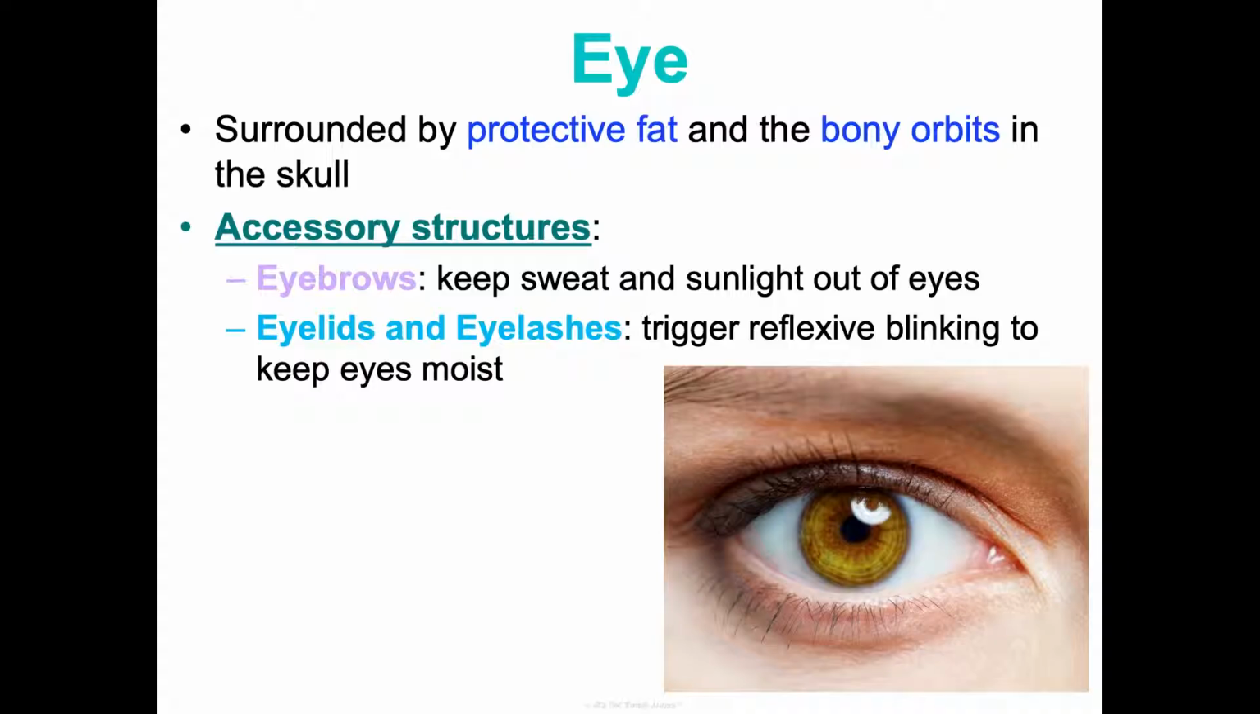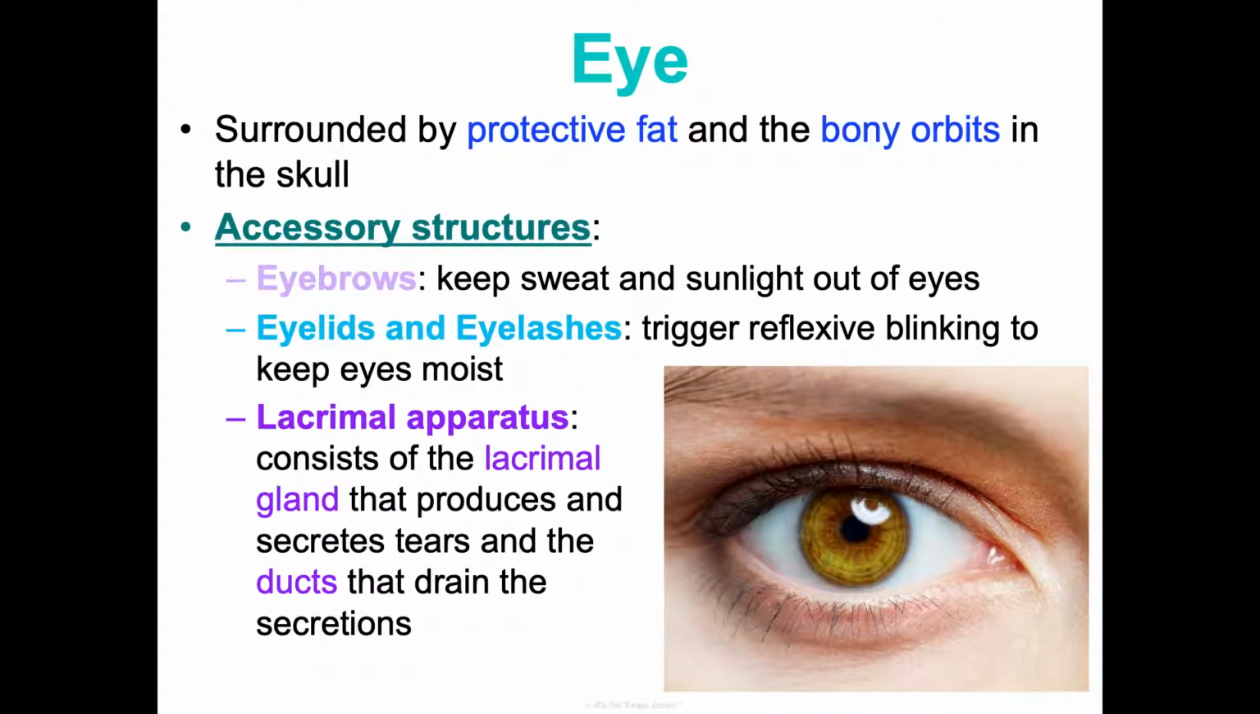Your eyelids and eyelashes trigger reflexive blinking to keep your eyes nice and moist. And then you have this lacrimal apparatus. It consists of the lacrimal gland that produces and secretes tears, and then some ducts that drain the secretion. So this would be an exocrine gland. So we're not going to talk about it in concept 3. We're only going to talk about endocrine glands, but this is an important part of your eye as well.